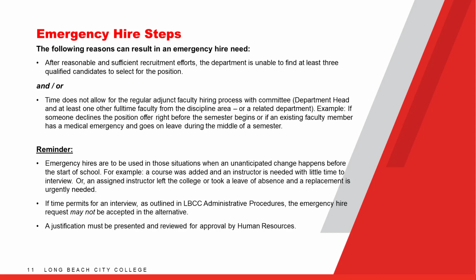The following bullet points are examples of when an emergency hire can take place. After reasonable and sufficient recruitment efforts, the department is unable to find at least 3 qualified candidates to select for the position, and/or time doesn't allow for a regular adjunct faculty hiring process to take place. For example, someone declining the position offer right before the semester starts, or if an existing faculty member has a medical emergency and goes on leave during the middle of a semester. Emergency hires are to be used in those situations when an unanticipated change happens and a replacement is urgently needed.